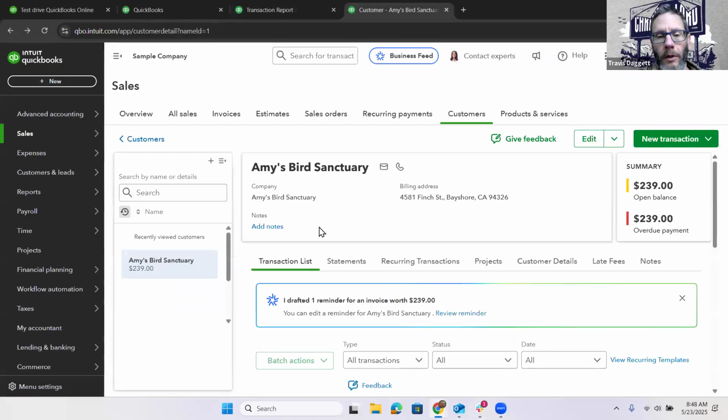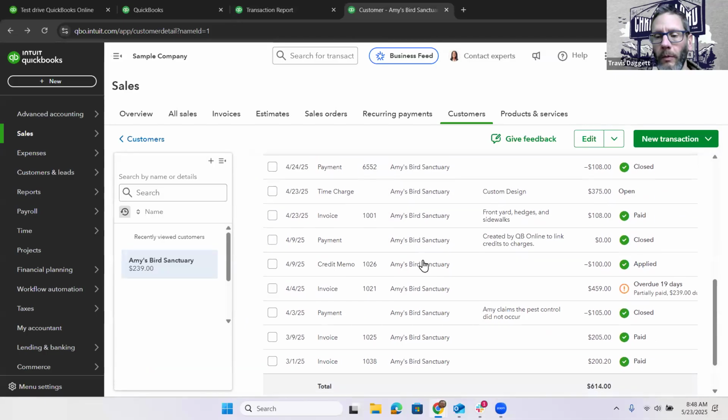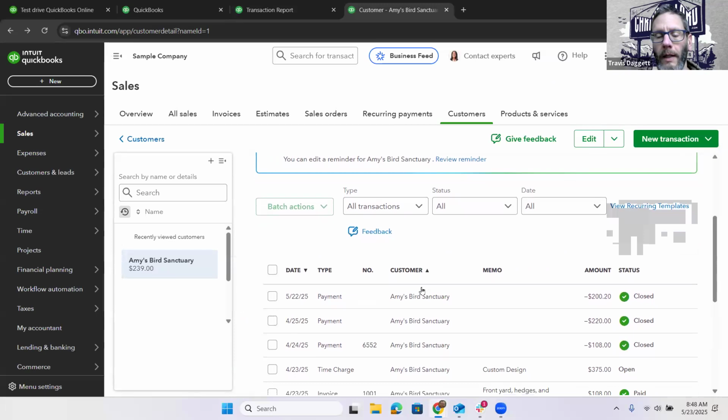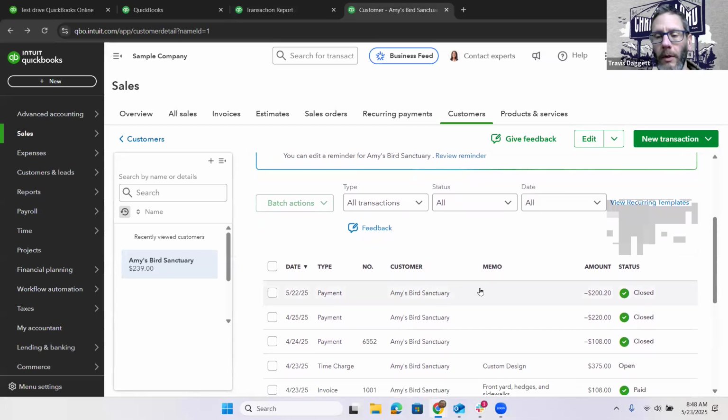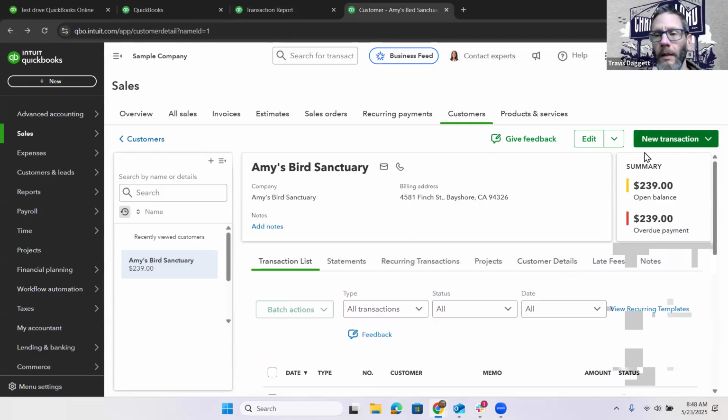And then let's look at the customer and see what happened here. So we see her payment. Where's the invoice? Yeah, invoice is back here. It shows it's paid, and here's the payment. So that's closed, and that would be reflected in the open balance. That's how you handle duplicate deposits and duplicate payments.